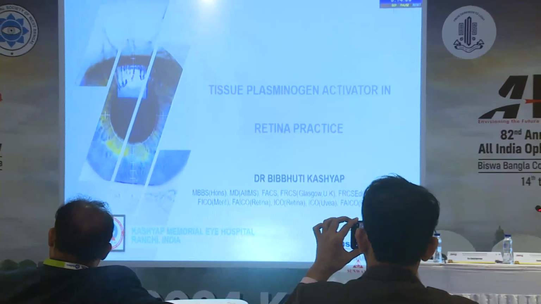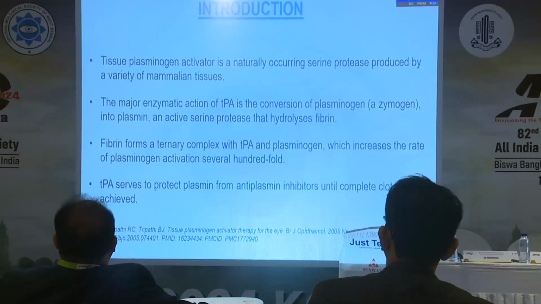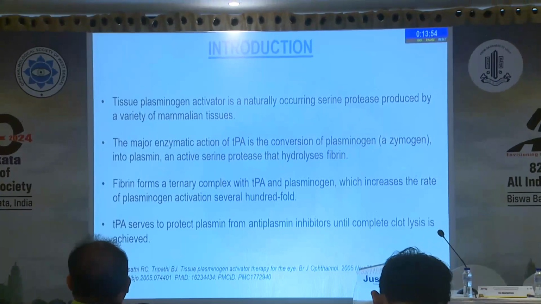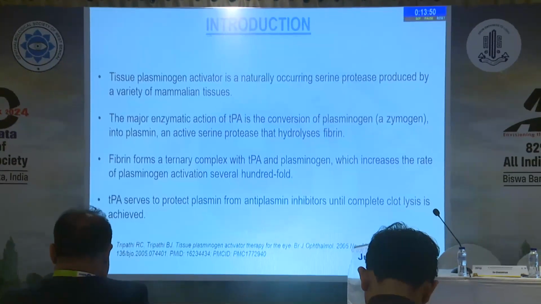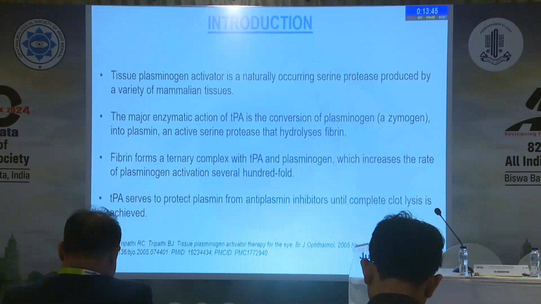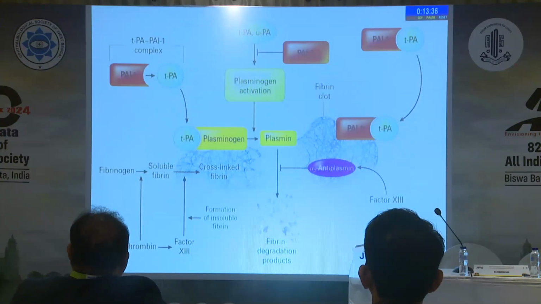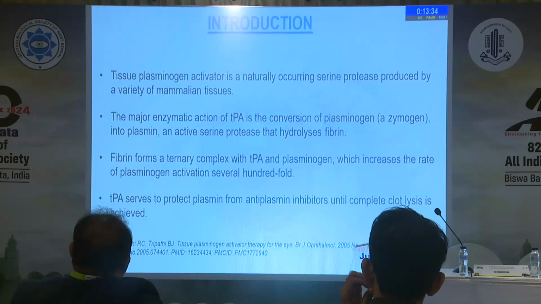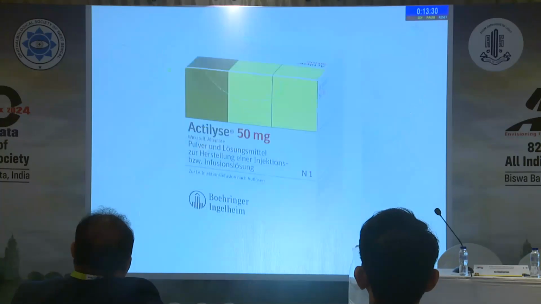So good afternoon, everybody. My topic for today is Tissue Plasminogen Activator in retinal practice. So tPA, or Tissue Plasminogen Activator, is a naturally occurring serine protease. The major enzymatic action of tPA is the conversion of plasminogen into plasmin, an active serine protease that hydrolyzes fibrin. Fibrin forms a ternary complex with tPA and plasminogen, which increases the rate of plasminogen activation several hundred-fold. And this is a pictographic representation of how the tPA works.